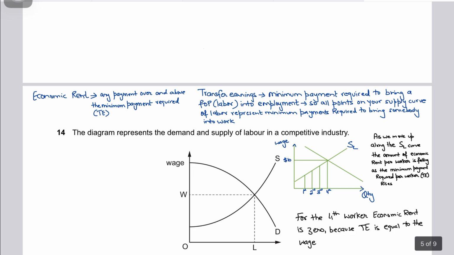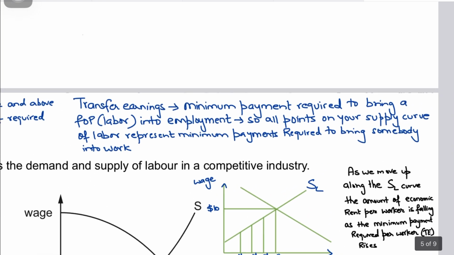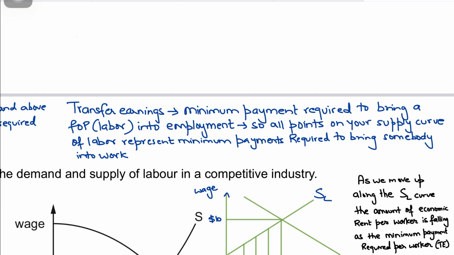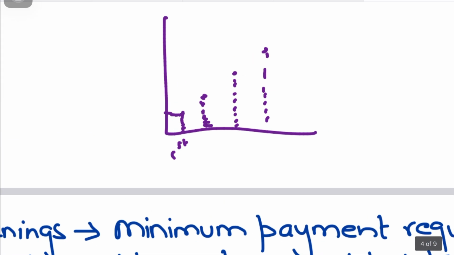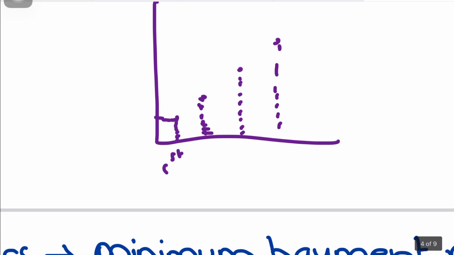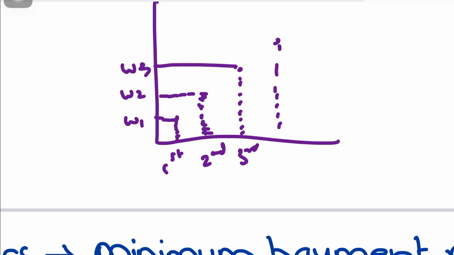Before we answer this question, let's revisit what transfer earnings are. Transfer earnings are basically the minimum payment that is required to bring a unit of labor into employment. So all the points on your labor supply curve represent transfer earnings for that particular marginal unit of labor, right? For the first unit, to bring this person into employment, you need to pay him, let's say, W1, while for the second, third and fourth you need to pay him W2, W3, and W4.